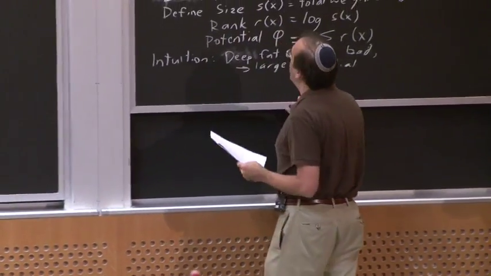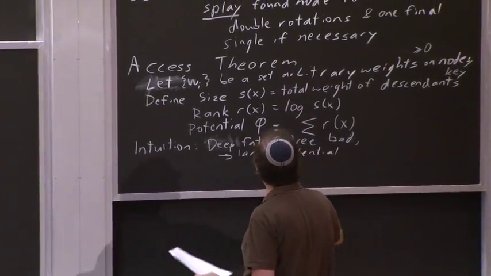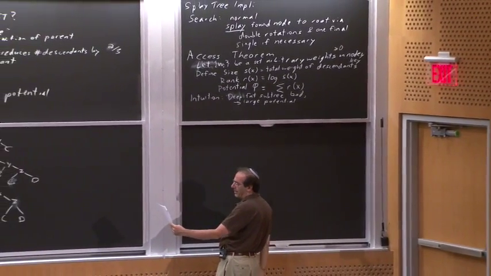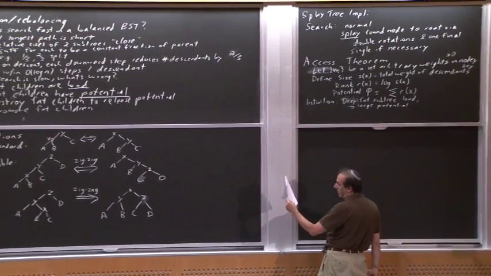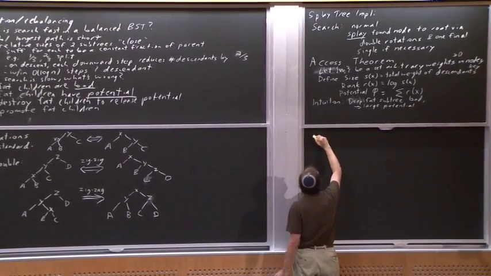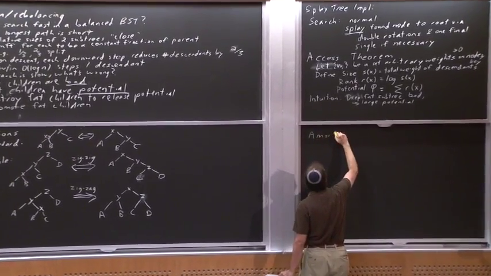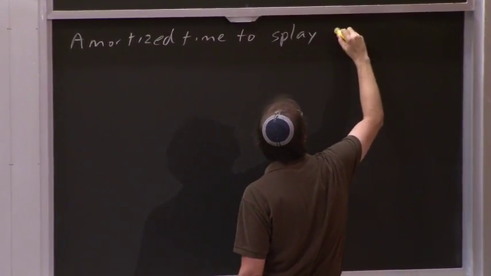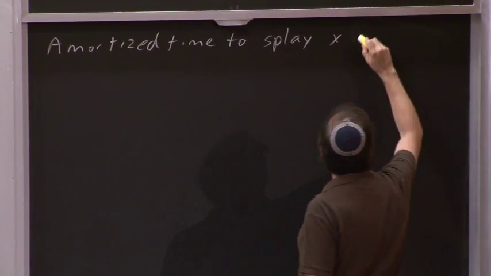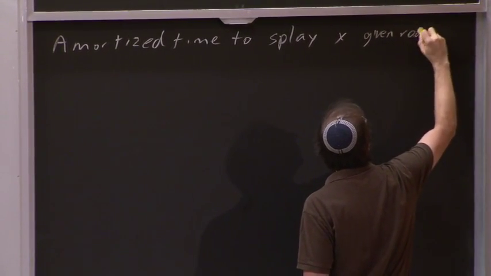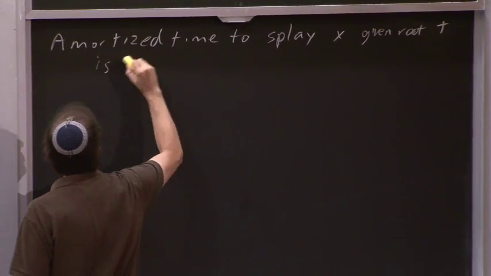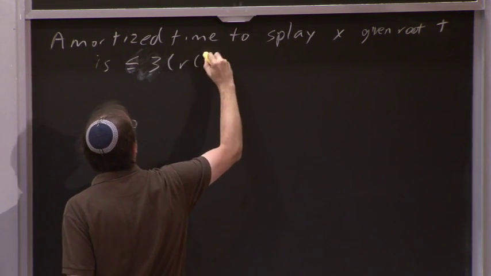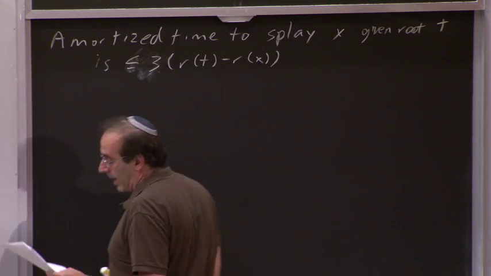Okay, so I've defined some background, but I still have to give you the actual statement of the access lemma, as maybe they called it. I certainly consider it a theorem. It's pretty amazing. The claim is that using this potential function, the amortized time to splay a node x anywhere in the subtree, given root t, is at most 3 times the difference in rank between t and x.